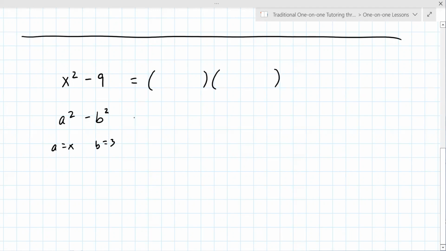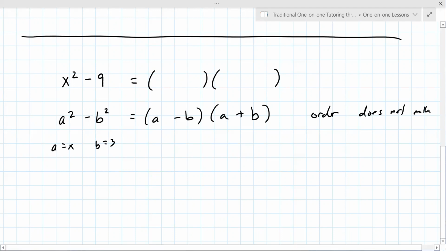A minus b. Yep, a minus b and then a plus b. The order does not matter. So you could flip it. It could be a plus b, a minus b. But what goes in parentheses up here? That's what I'm asking. It is a minus b, a plus b. That's the formula. But what do we put?